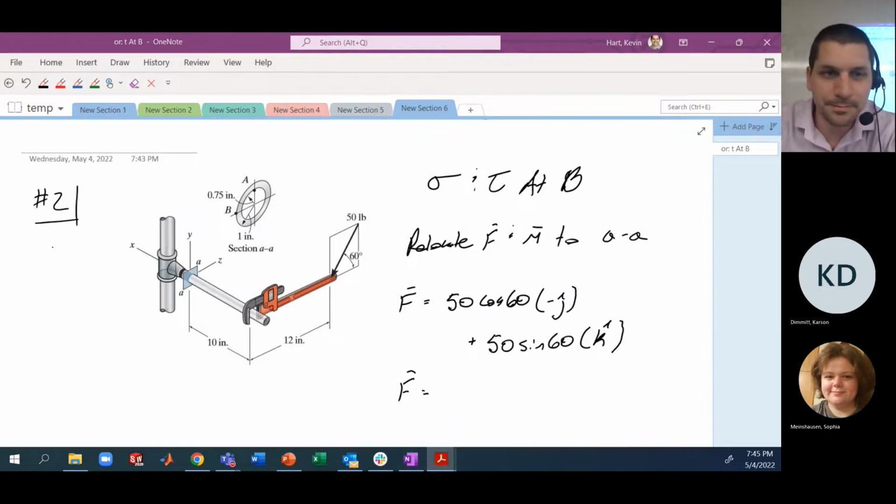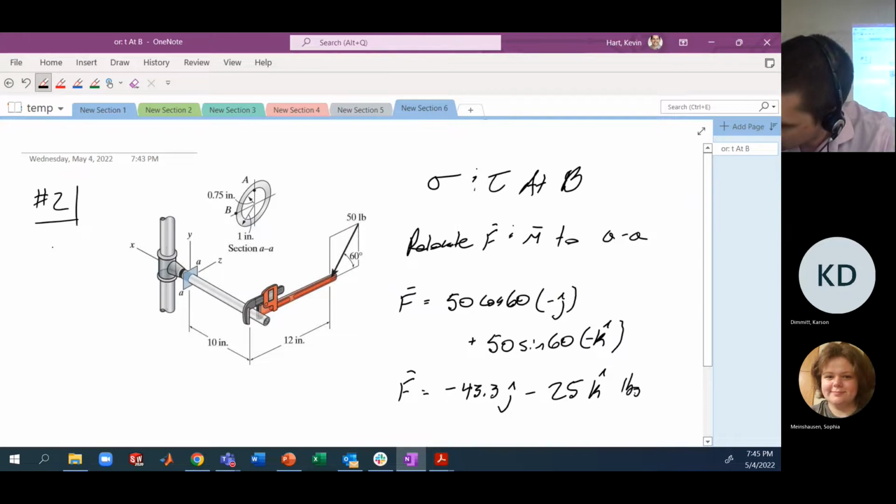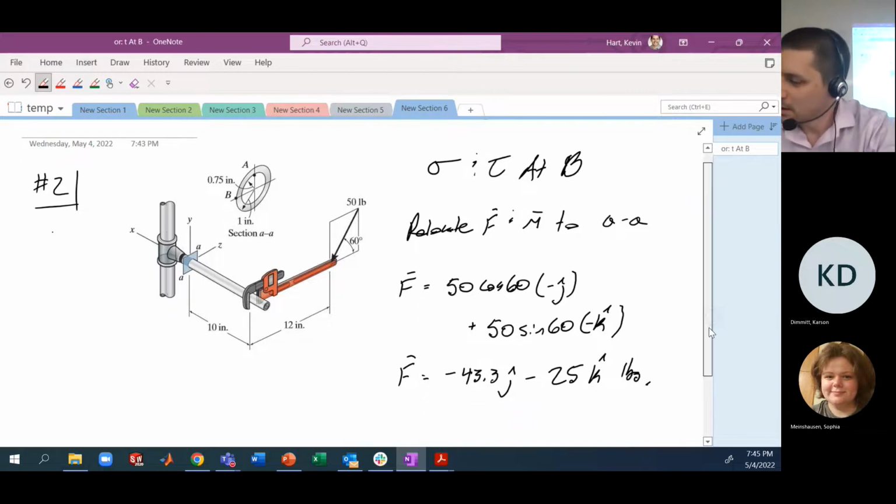So let me get up my numbers here. Okay, so this will be something like negative 43.3 j hat plus 25. Sorry, minus. The z direction is to the right. I'm sorry. So this is minus 25 k hat pounds. Okay, so this force here sort of being down at the left would indicate a negative z and a negative y component. Yes? Okay. All right, so that's that.